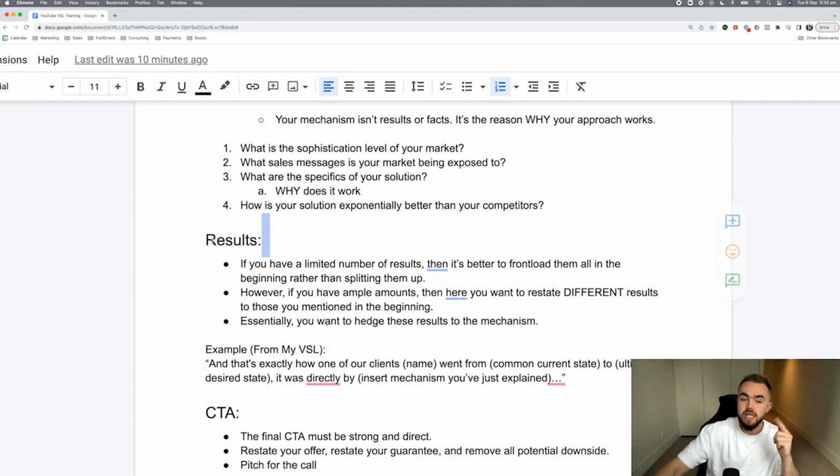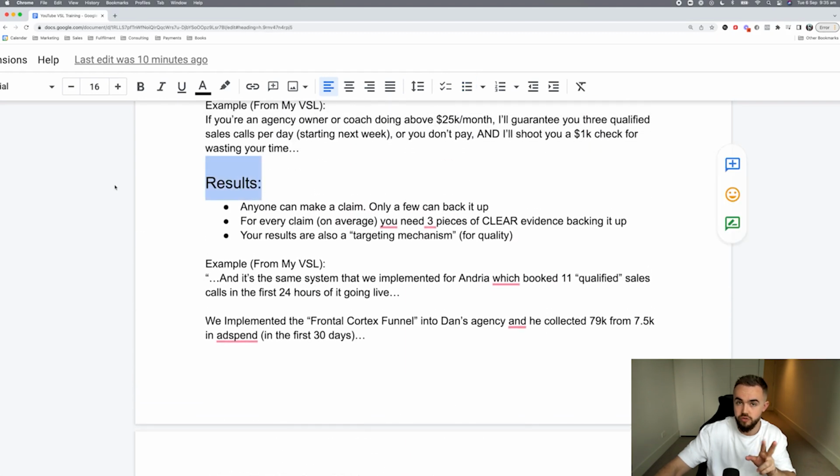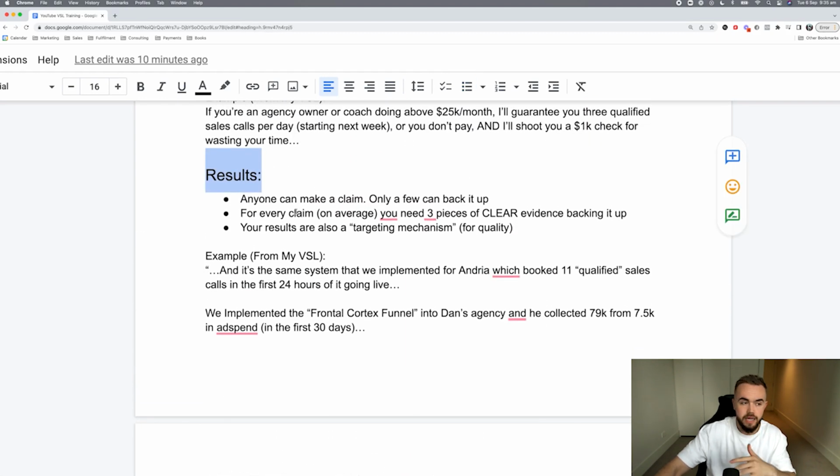Once you've done that, you want to then tie that mechanism to some more results, okay? So just a quick disclaimer on results. If you have a limited number of results, then it's better to front load them all in the beginning rather than splitting them up. So when I say the beginning, I mean this result section here, okay? We've got 2 result sections. If you've got between 5 and 10 results, just put them all in this front section. It's better to front load.